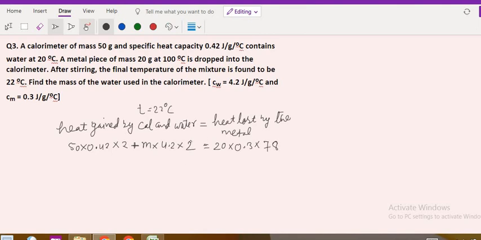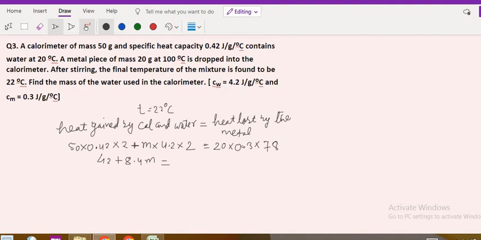Now you can solve this. It is a simple arithmetic result, and you can find the value of m. So if I try to solve, I would have 50 into 2, 100 into 0.42 is 42, plus 4.2 into 2 is 8.4. It would be 8.4 into m, that is equal to 20 into 0.3 into 78. So 20 into 0.3 will be equal to 6 into 78.